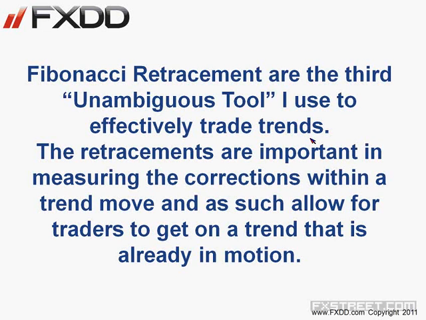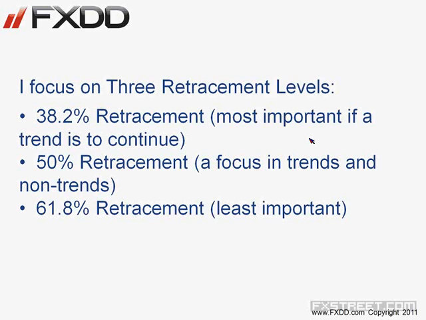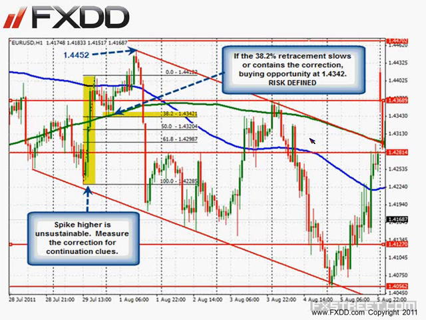And the final thing is Fibonacci retracements. These are unambiguous tools. I use these to measure the corrections within a trend move, or to also tell you when the trend move is over. So it's an important tool as well. And I use the 38.2% retracement the most, to give me clues as far as whether the trend is going to continue or the trend is going to end. The 50% retracement can be focused on in non-trending markets. 61.8 is less. I want to move a little bit forward because I want to go into the current markets.